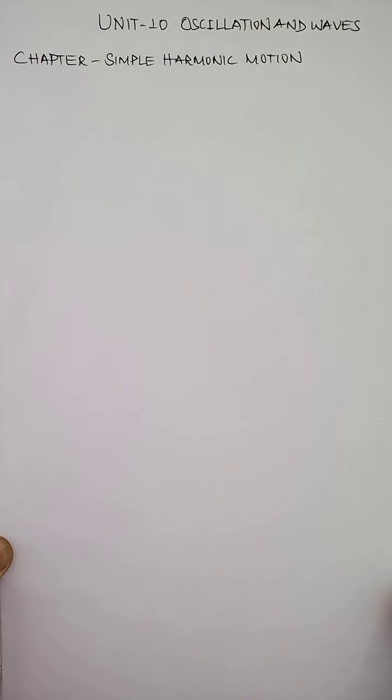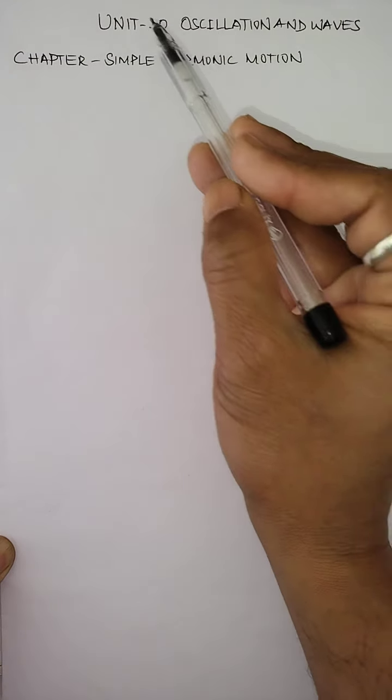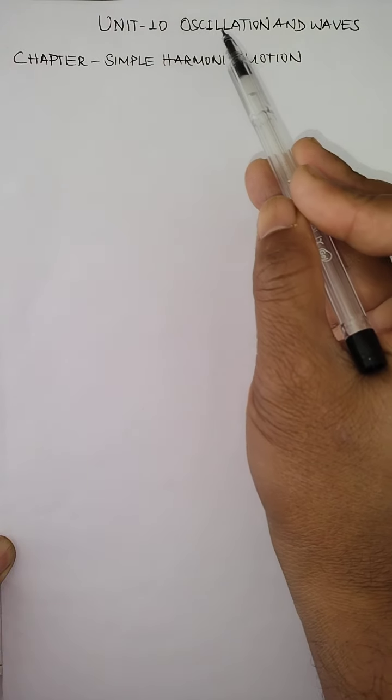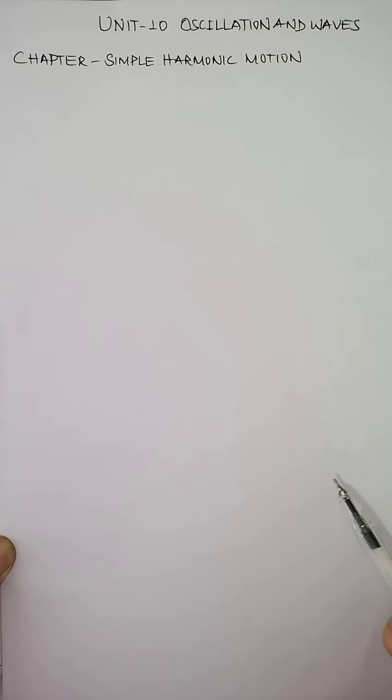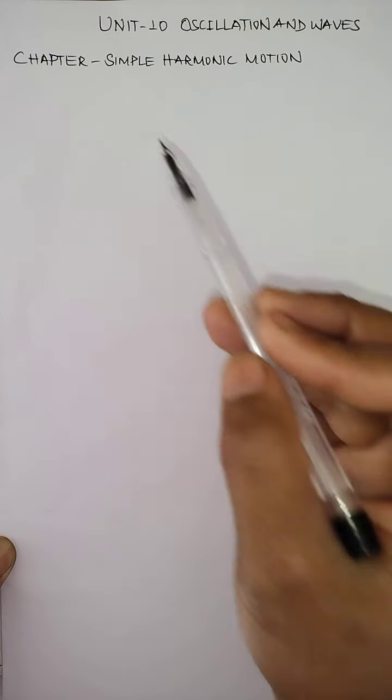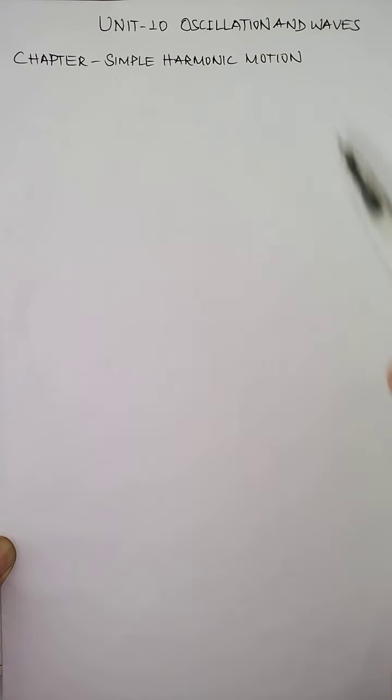Yes, now we'll start a chapter and the unit, the last unit as per the class 11 syllabus. The unit that we are going to start is unit number 10, the important unit also, and the unit name is oscillation and waves. In this unit there are a number of chapters, but we do only the important chapters. One of the first chapters that we need to discuss in detail is called simple harmonic motion. So children, we start with this chapter.